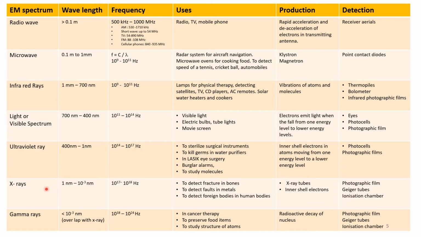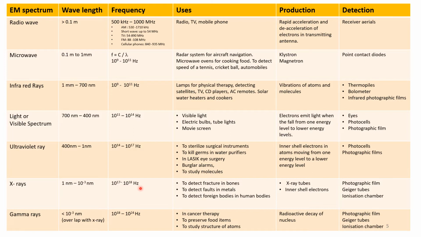X-rays. The wavelength of X-ray falls between 1 nanometer and 10 to the power of minus 3 nanometer. You can see the wavelength is reducing. We started with 0.1 meter and we are now passing through nanometers, 10 to the power of minus 3 nanometers, and its frequency range is 10 to the power of 17 to 10 to the power of 18 hertz.